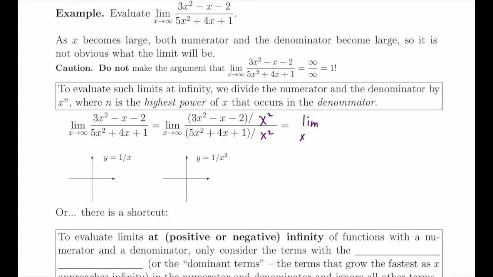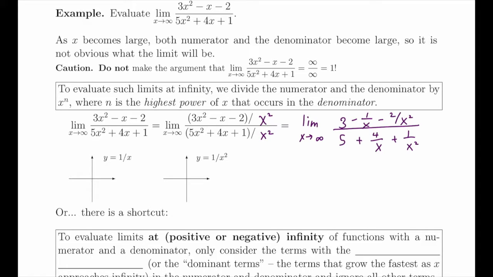We have the limit as x goes to infinity of, now distribute the division. So we have 3x squared over x squared is 3, minus x over x squared is 1 over x, minus 2 over x squared, divided by 5 plus 4 over x plus 1 over x squared. Now, we still can't do direct substitution because infinity is not in the domain of any function. So again, we're going to go back to the basics.